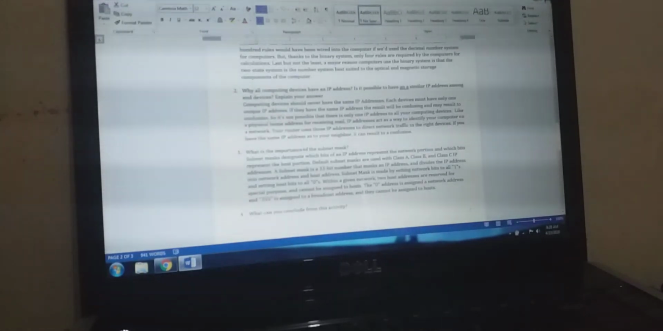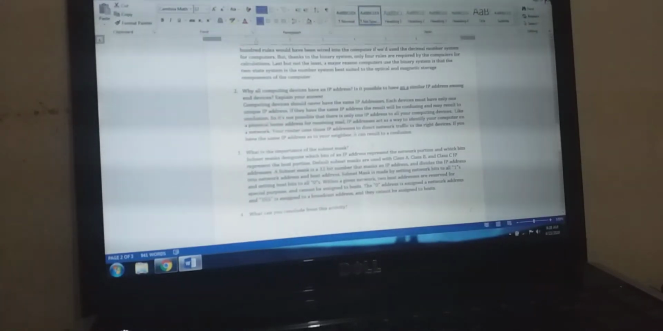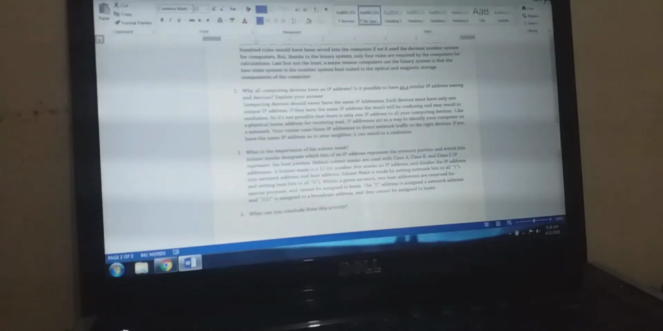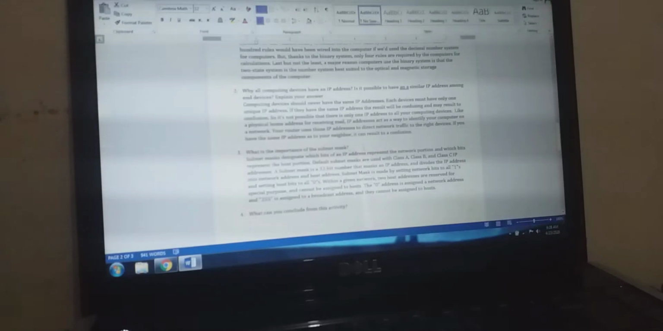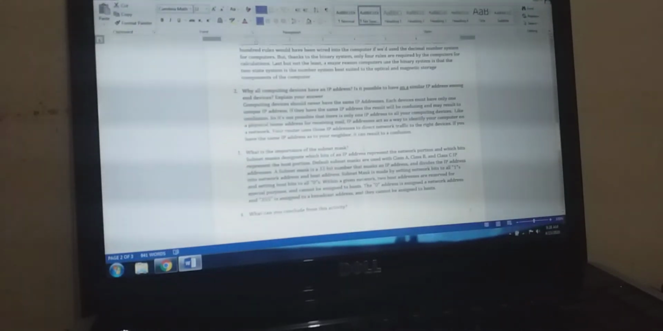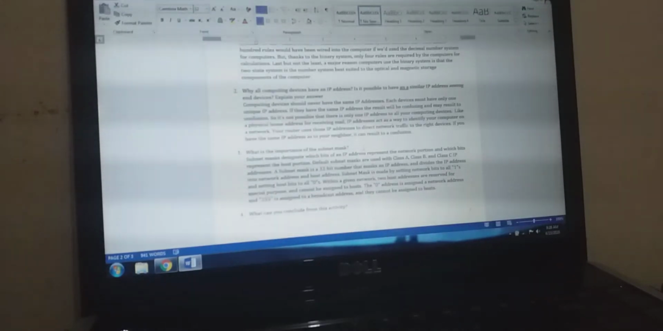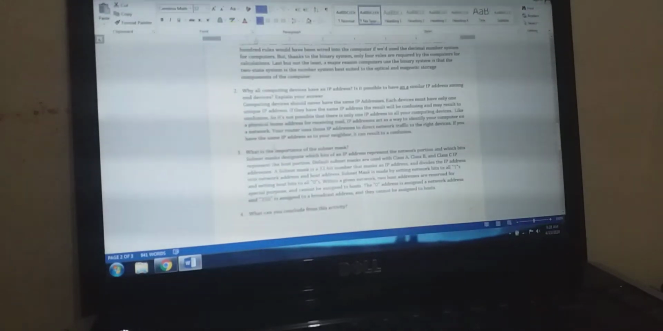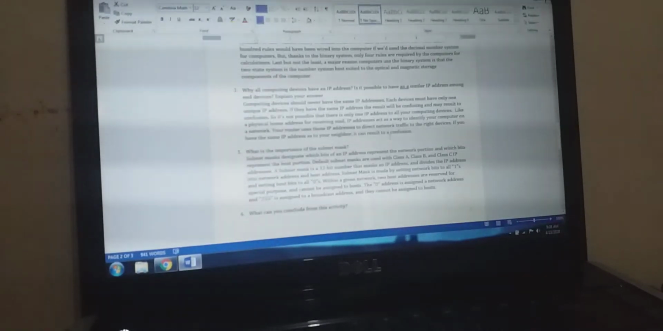Like a physical home address for receiving mail, IP addresses act as a way to identify your computer on a network. Your router uses those IP addresses to direct network traffic to the right devices. If you have the same IP address as your neighbor, it can result in confusion.